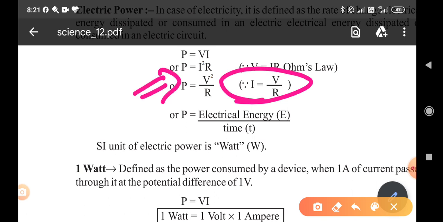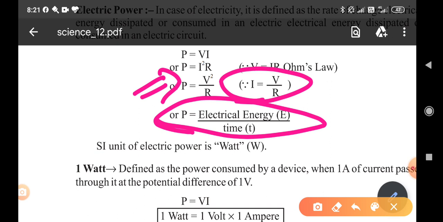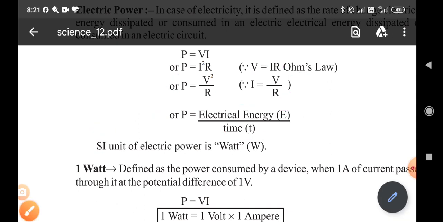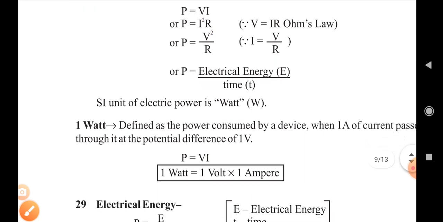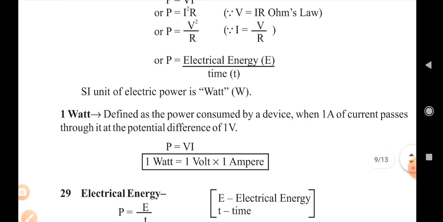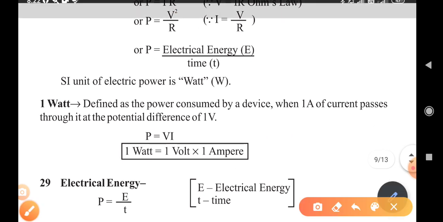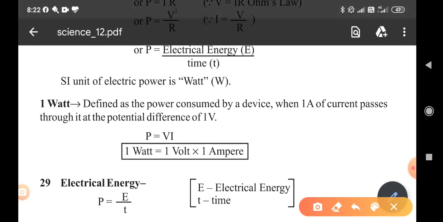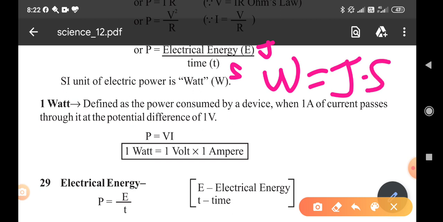P equals electrical energy by time. The SI unit of electric power is watt. By this formula or definition of power, we know that power is equal to electrical energy by time. The SI unit of energy is joule and time is second. Therefore, 1 watt is equal to 1 joule per second.